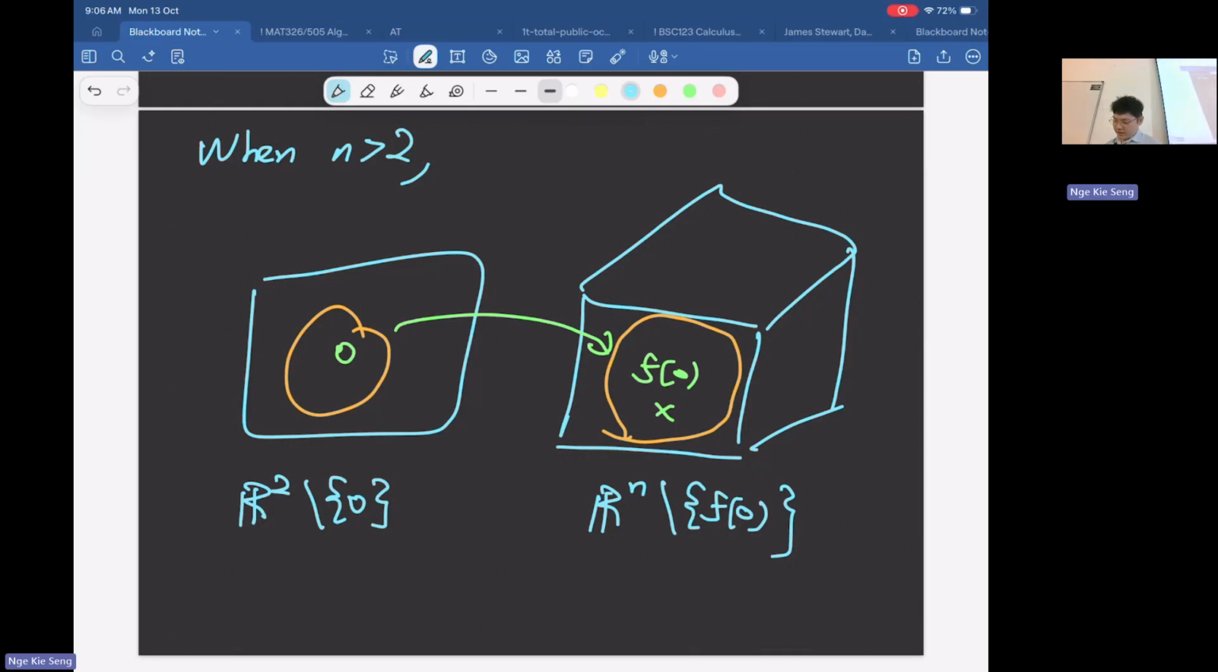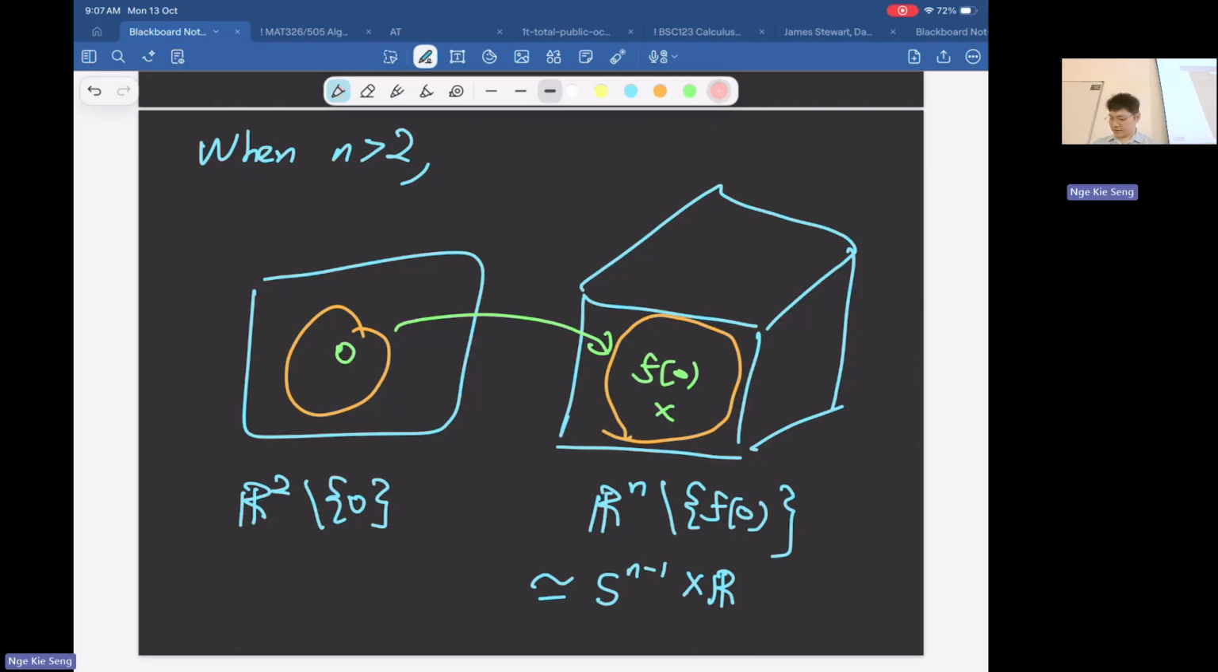Okay, so the key here is to see that R^n minus one point is homeomorphic to S^(n-1) cross R. For those who have seen algebraic geometry before, you should be familiar with this. This is like RP^n. You project this space. So how to think about this? Maybe I look at R2 cross R here. So how do we study this space in particular?